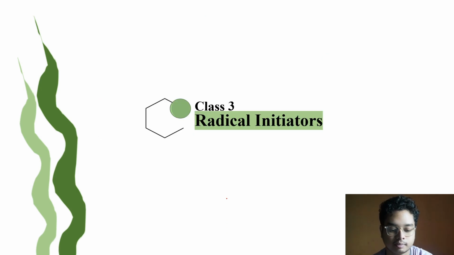With this we end this class. In this class we learned what a radical is and how it differs from a carbocation and a carbanion. Then we discussed how to represent a radical reaction using the single barbed arrow, and the methods of radical generation. We briefly discussed two methods, thermal generation and photochemical generation, and we talked a little about radical initiators.